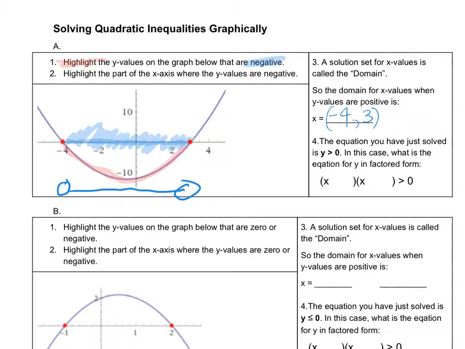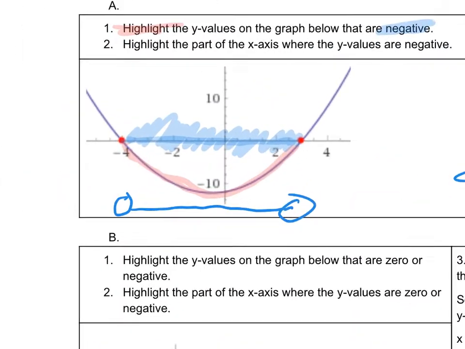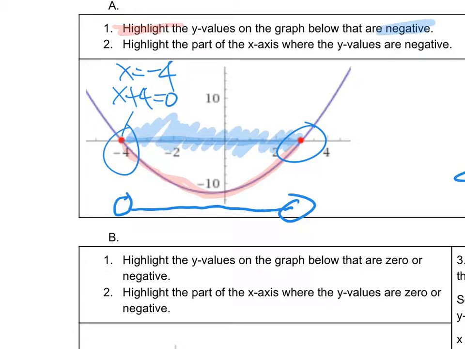So in this case, and I spelled equation wrong. In this case, what is the equation for that graph? And you may remember that from last year. So you have x equals -4 for that x-intercept. And then if I added 4 to both sides, it would be x plus 4 equals 0. If I did the same thing over here where x is 3, I'd have x is equal to 3 or x minus 3 equals 0.